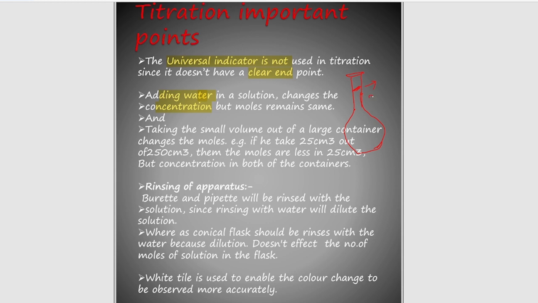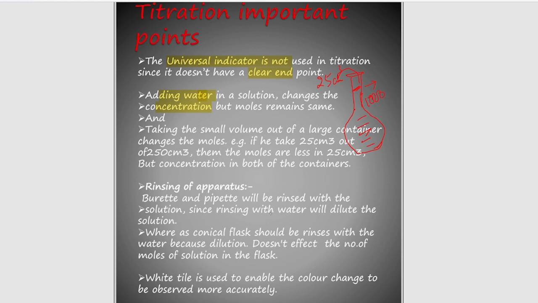It is marked, for example, 1000 ml or 250 ml. If in the volumetric flask you take out 25 cm³ out of 1000 cm³, then a small volume out of a large container changes the moles. If he takes 25 cm³ out of 250, then the moles are less in 25 cm³, but the concentration is the same in both containers.